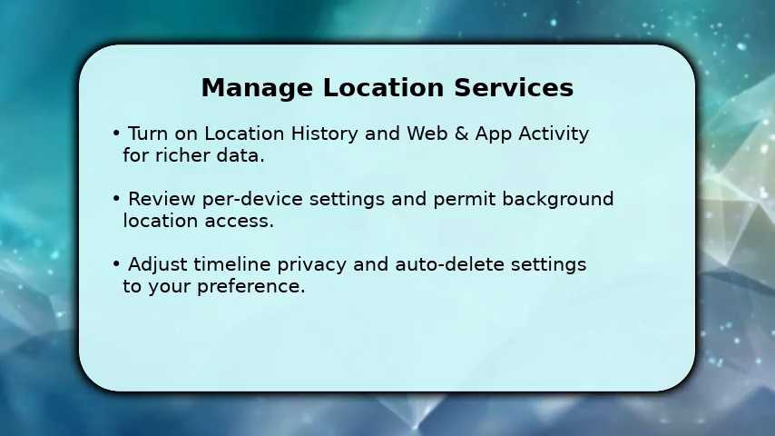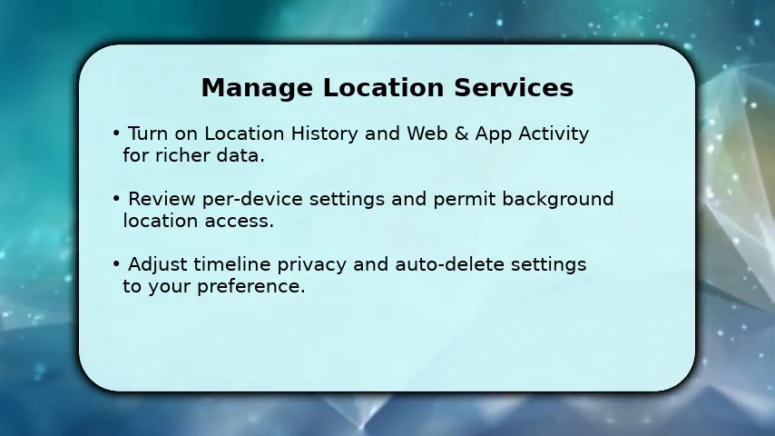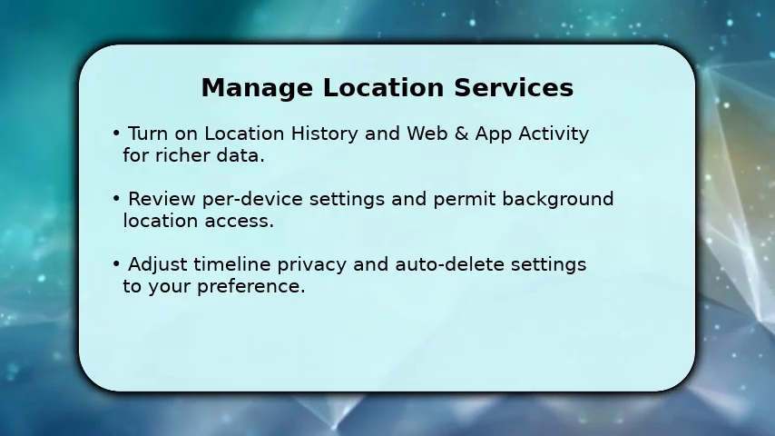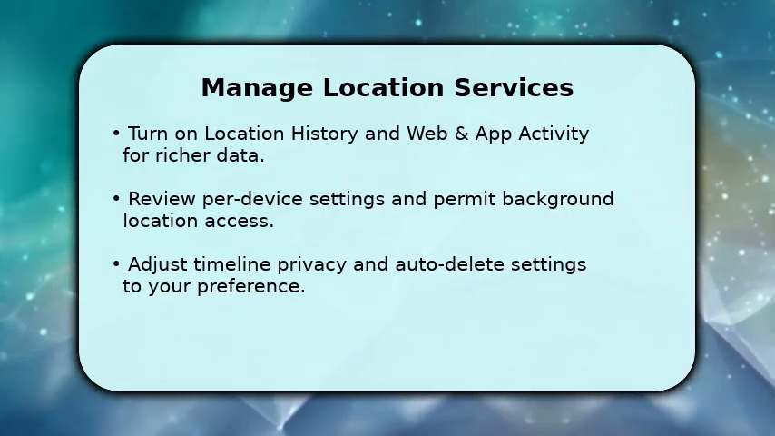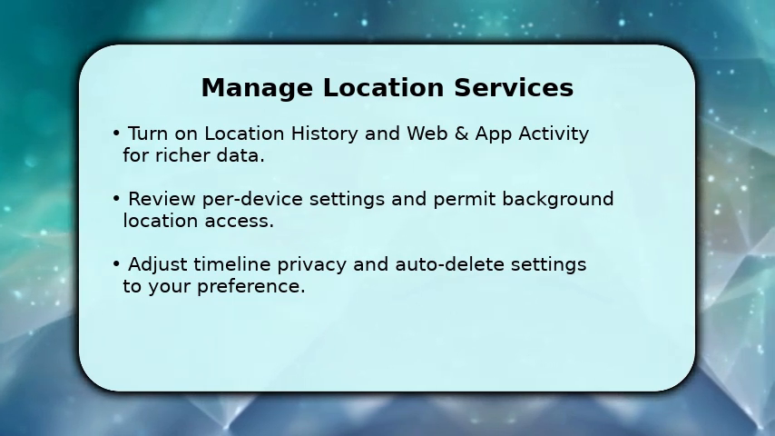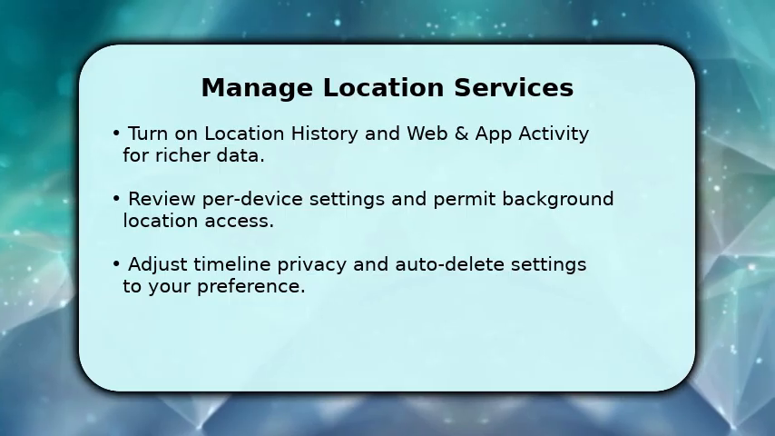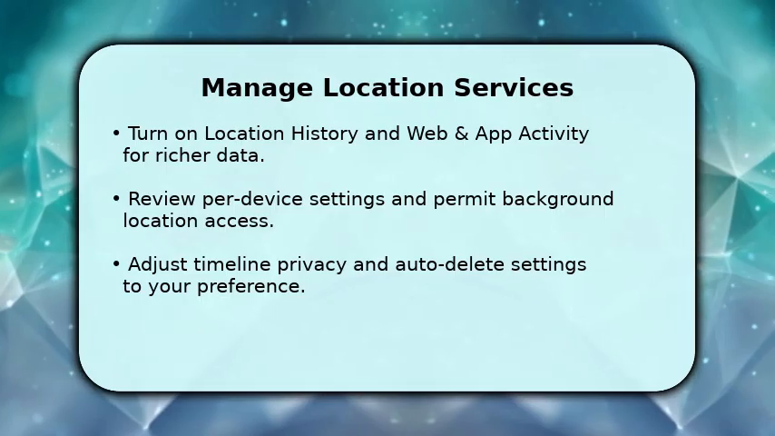Next, grant the Google app background location permission so tracking continues when the app isn't active. Then open Maps timeline to verify recorded stops and routes. Use the date picker. Finally, set auto-delete intervals if you want retention limits. These steps ensure continuous, accurate history while giving you control over how long data persists.